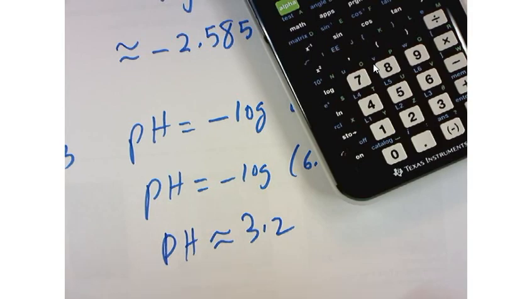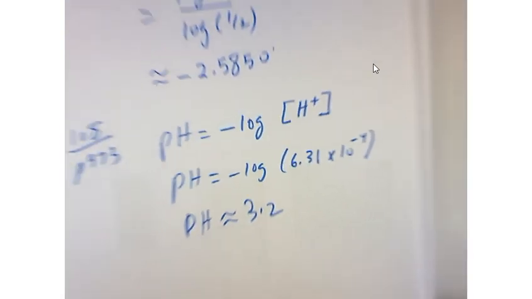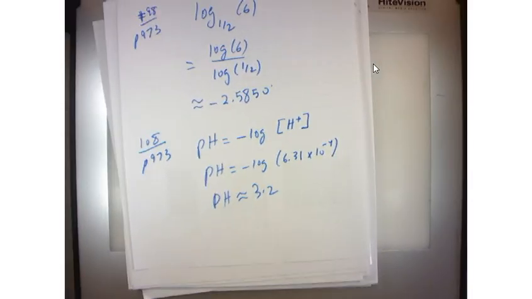A pH of 7 is neutral, less than 7 it's acidic, greater than 7 it's basic. So that's very sour because it's very acidic. Okay, that's what this means. So that ends 11.6.